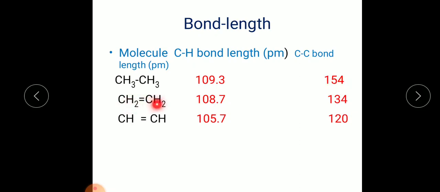Similarly, in case of ethene having a double bond, the carbon hydrogen bond length will be 108.7, whereas the carbon carbon double bond is 134. Next, we have acetylene, where there is a carbon carbon triple bond. Over here the bond between C and H will be 105.7 picometer, whereas the carbon carbon triple bond will be 120. So you can see that from single to triple bond, the carbon carbon bond length decreases from 154, 134 and 120.